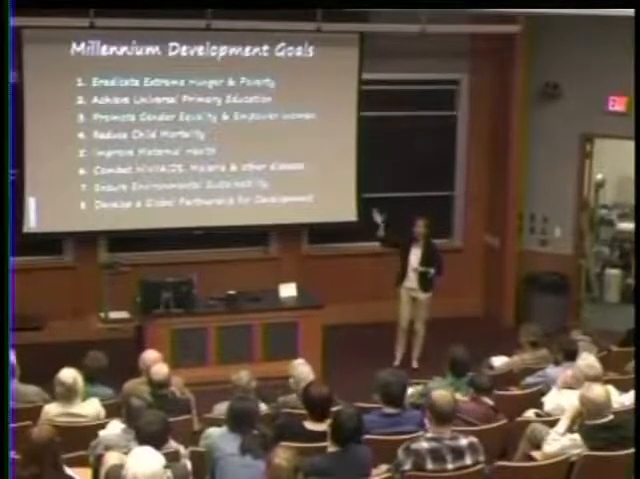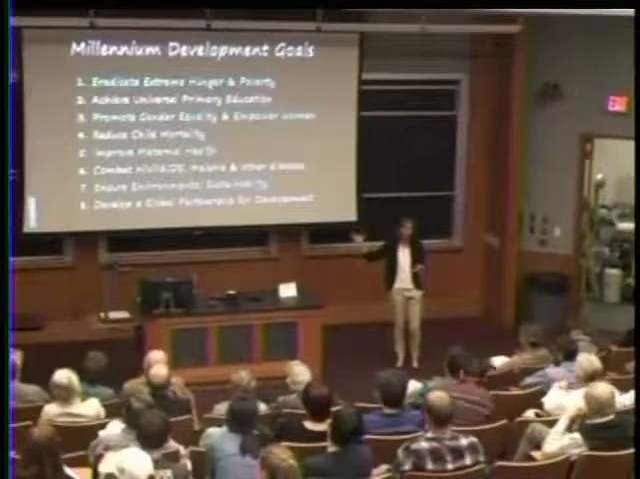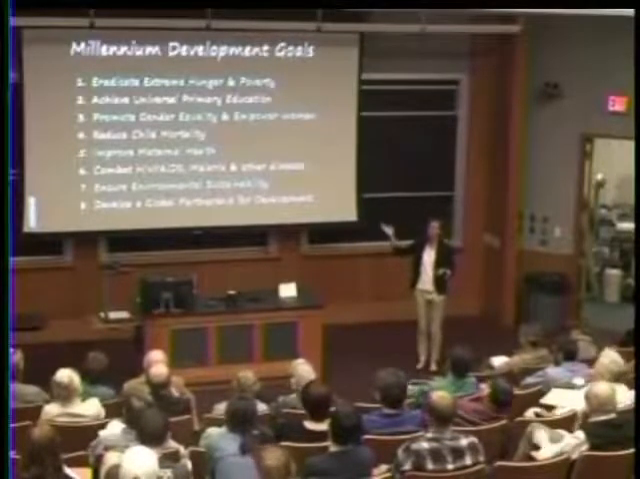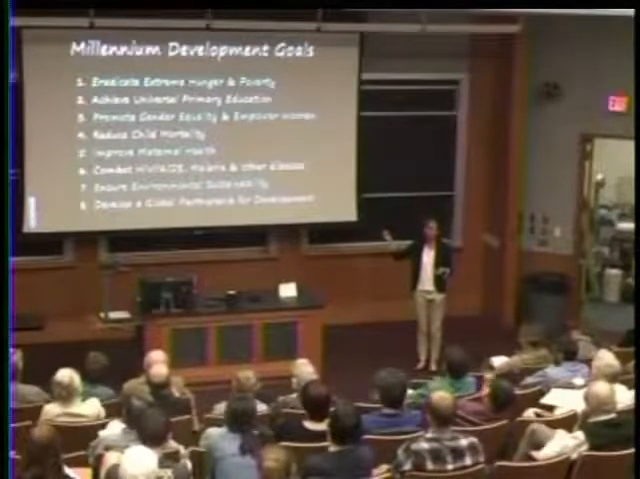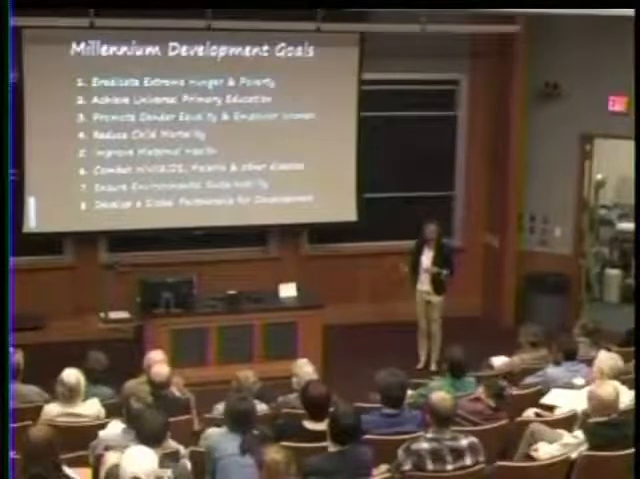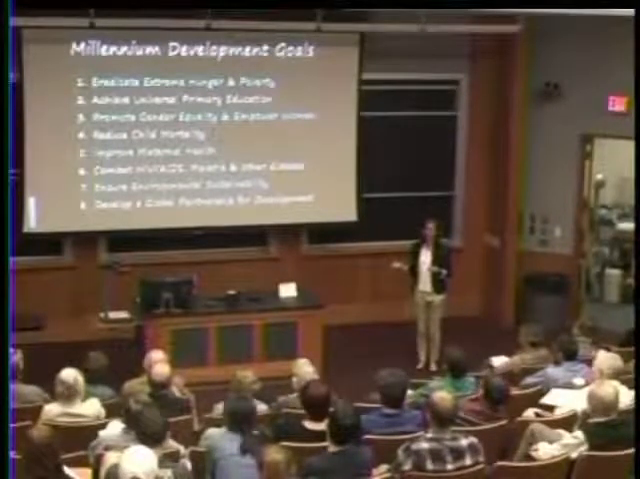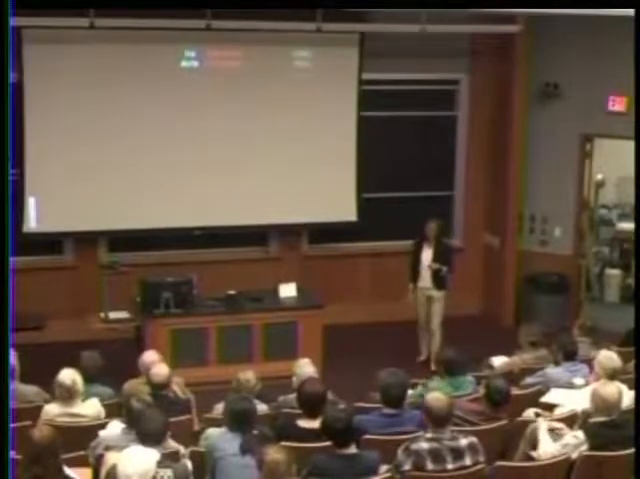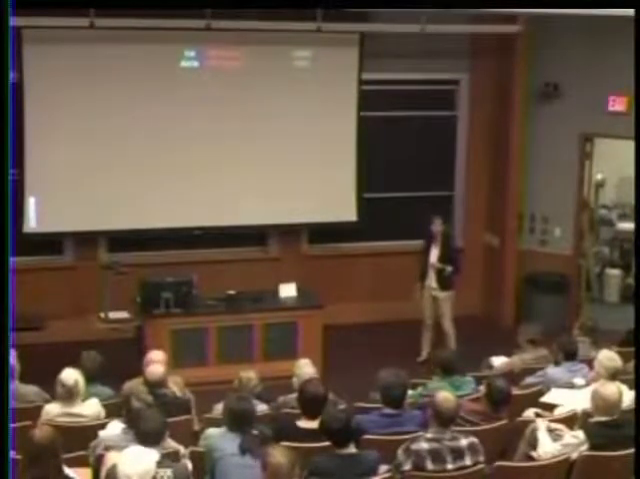You can see there were 8 Millennium Development Goals that ranged from goals around eliminating poverty, improving education, reducing maternal mortality, and reducing neonatal mortality. And we're just now looking at whether or not we achieved these goals. And I want to show you some data on where we did well and where we did not do so well.